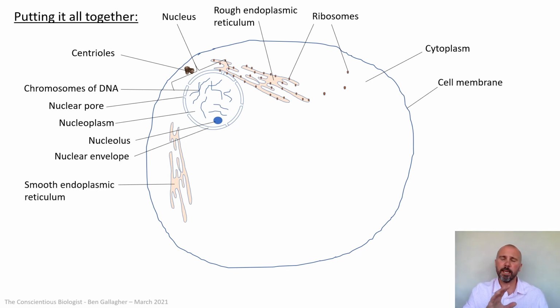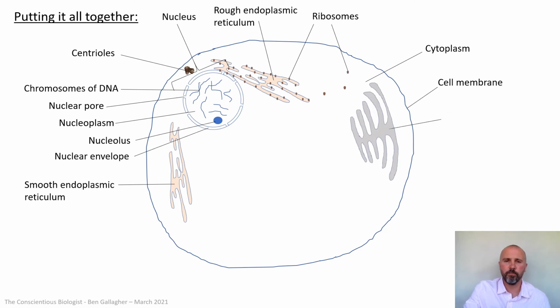I'm not bothering to label the cisternae on all of these things because you've got them on the rough endoplasmic reticulum, smooth endoplasmic reticulum, Golgi apparatus. I'll be labeling the same thing. You may choose to label the cisternae, that's the different parts of them. I've chosen not to. I'm going to put my Golgi apparatus over there.